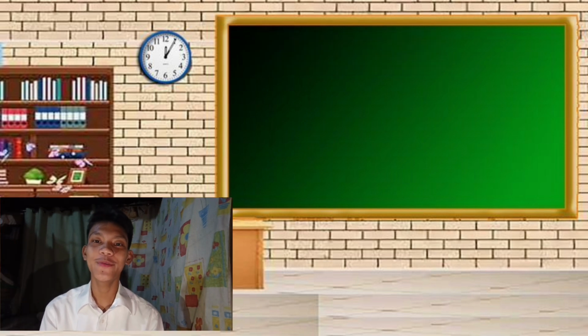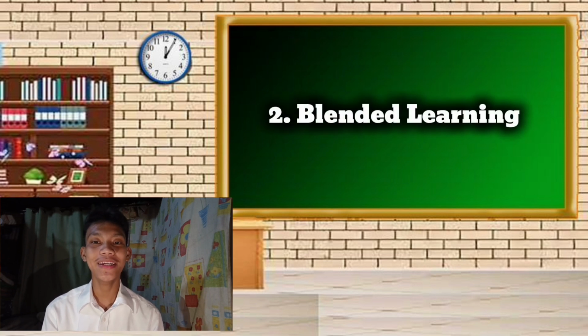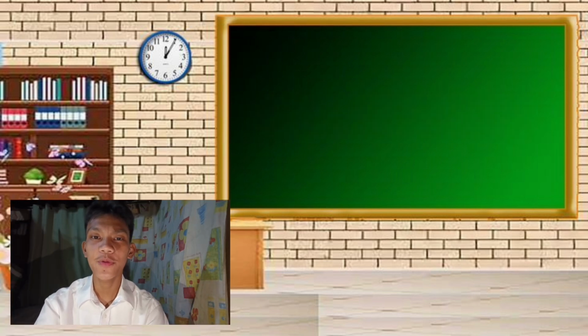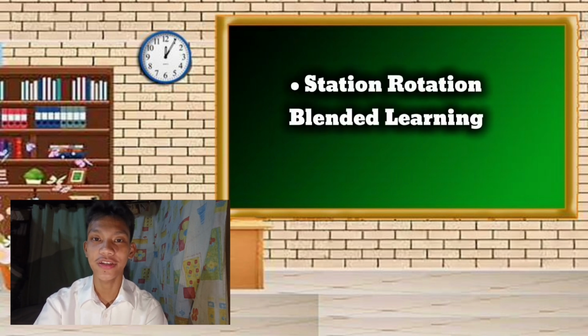Number 2, we have the blended learning. So when we say blended learning, it is an approach to learning that combines face-to-face and online learning experiences. The students learn via electronic and online media, as well as the traditional face-to-face teaching. So the following are some examples of blended learning. First, we have the station rotation blended learning. In this model, students rotate through stations on a fixed schedule, where at least one of the stations is an online learning station.